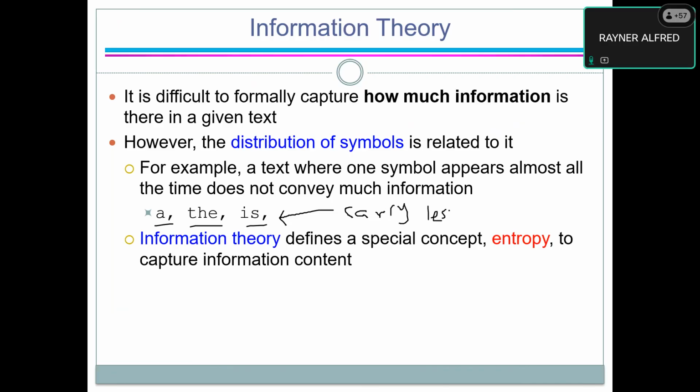But we need to define this. How do we say they carry less information? So we use information theory to define a special concept, entropy, to capture information content. We use this entropy to show that these are terms that carry less meaning.